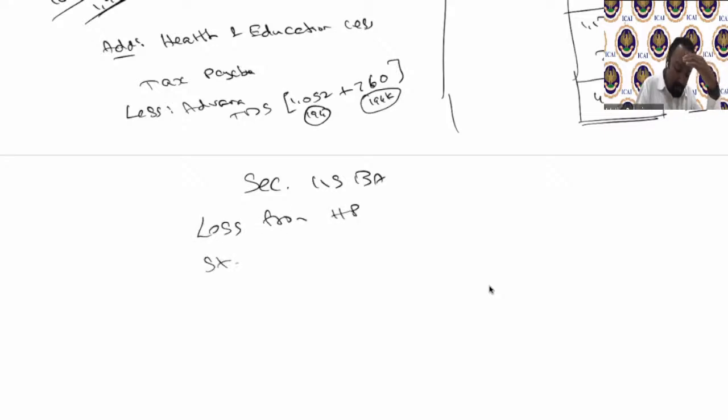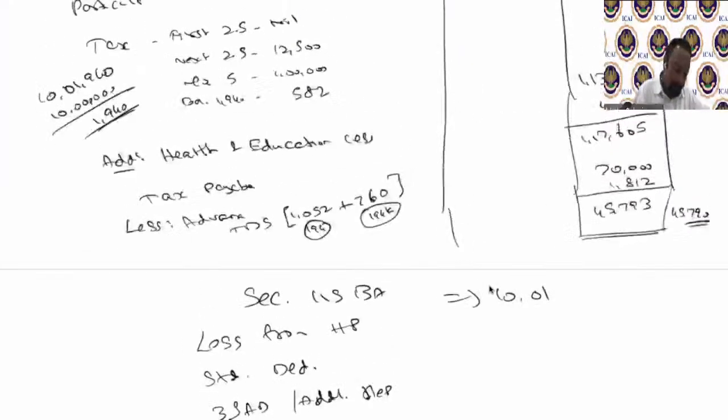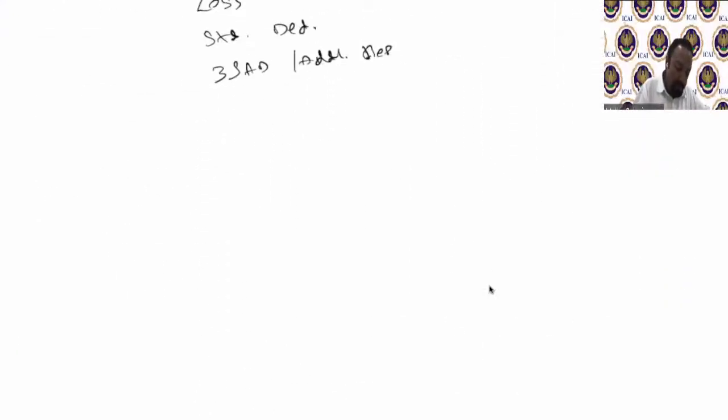You don't have standard deduction. You don't have 35AD additional depreciation, etc. So whatever is income is accounted under your regular provision is also applicable here. So the income under 115BAC also will be 10,01,940. Okay.